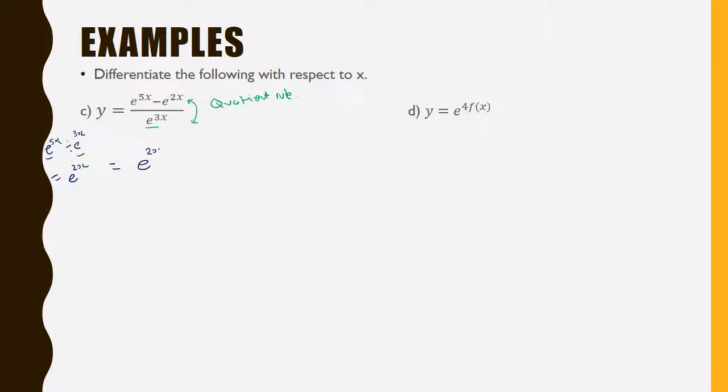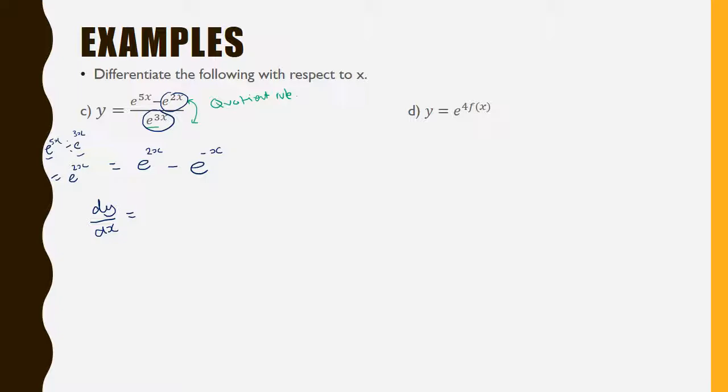Minus, now I have e to the power of 2x divided by e to the power of 3x. I subtract the powers, 2x minus 3x gives me negative x. Okay, now to differentiate, make sure you're clear. When are we just rearranging y? As soon as we are actually differentiating using calculus, we must label it appropriately using dy dx.